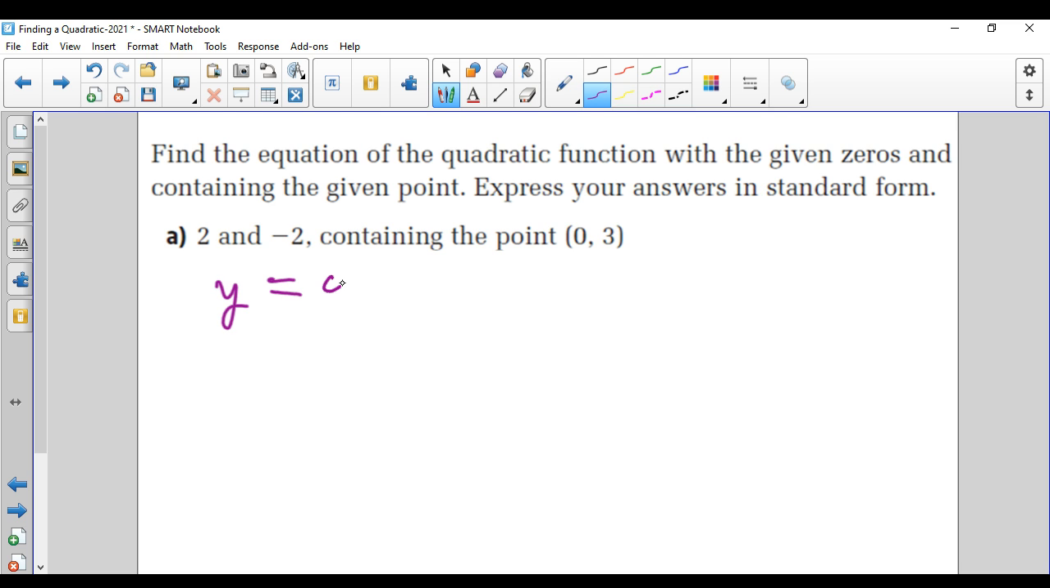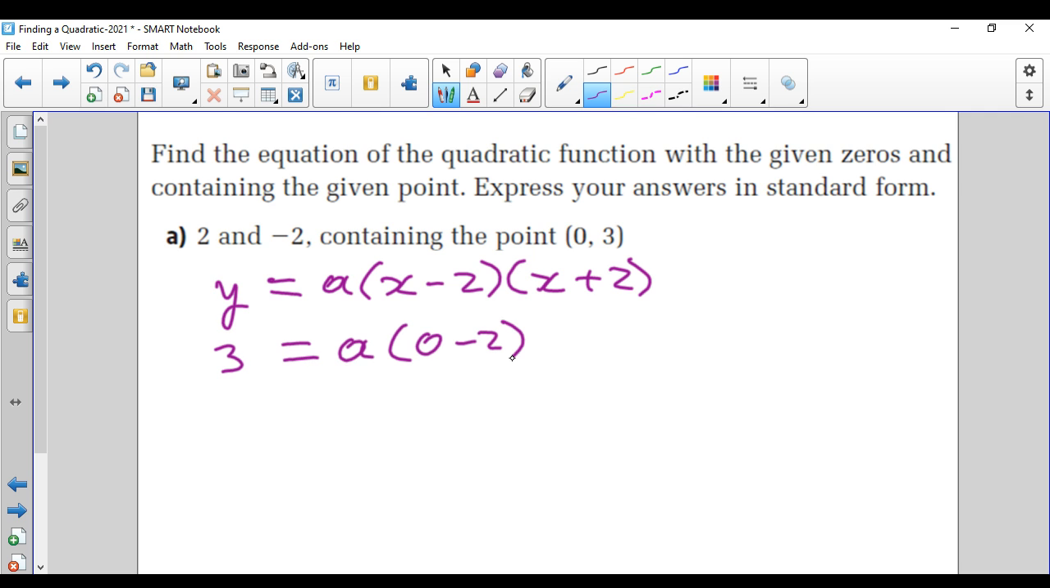So y equals a. We have plus 2 and minus 2, so it's going to be x minus 2. So minus the 2 that we have here, and then we're going to minus the minus 2, which of course is plus 2. And again, we need to figure out the a. So we have the 0, 3. We're going to put in 0 for x and 3 for y. So here's my y value of 3. And then I'm going to put 0 minus 2 and 0 plus 2.